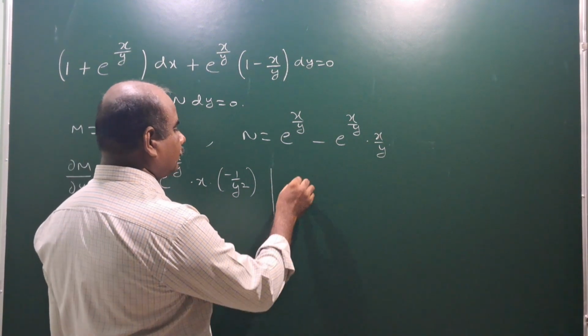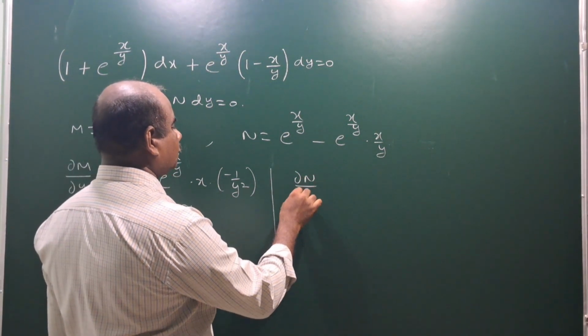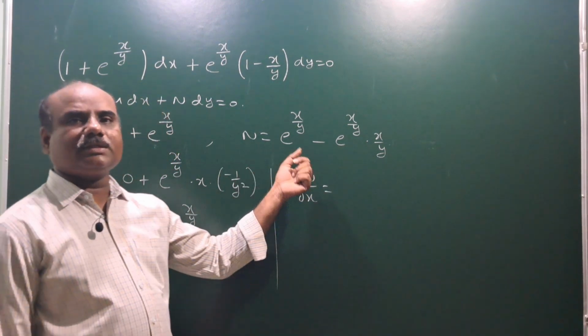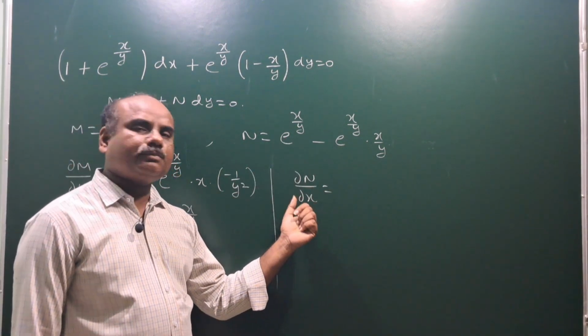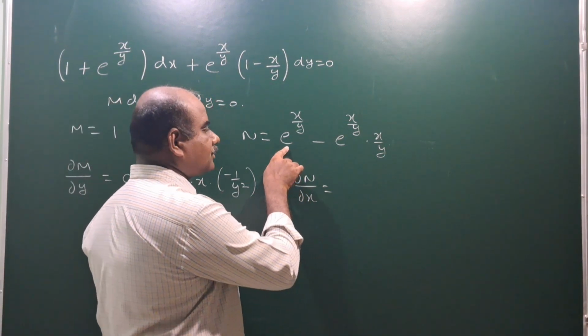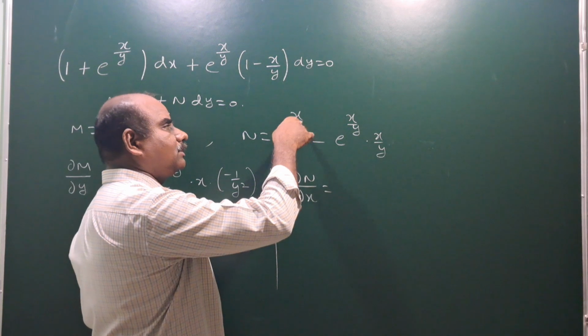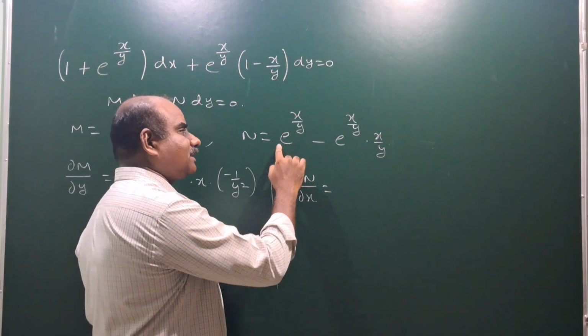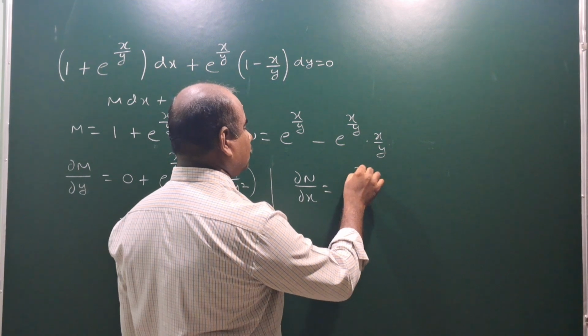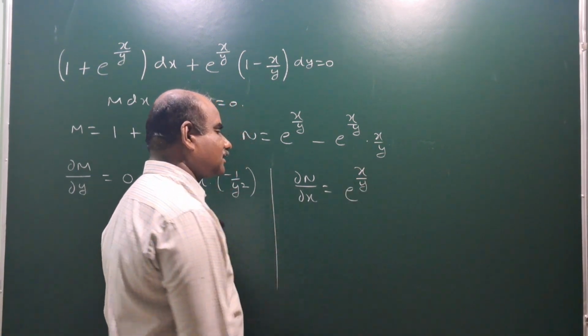Next, ∂N/∂x. ∂N/∂x means we have to differentiate this function with respect to x partially. Here the first term contains x in the power, so treat this as e^x. The derivative of e^x means e^x only. That means we get e^(x/y).